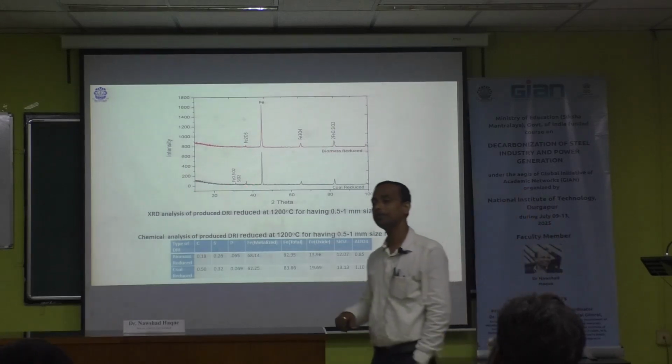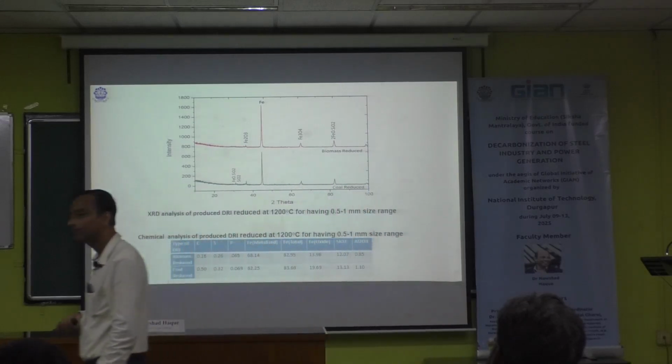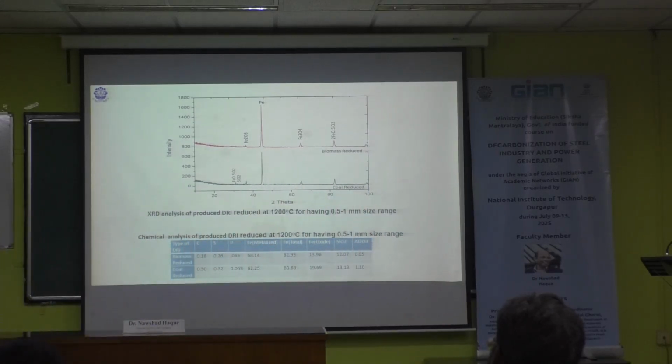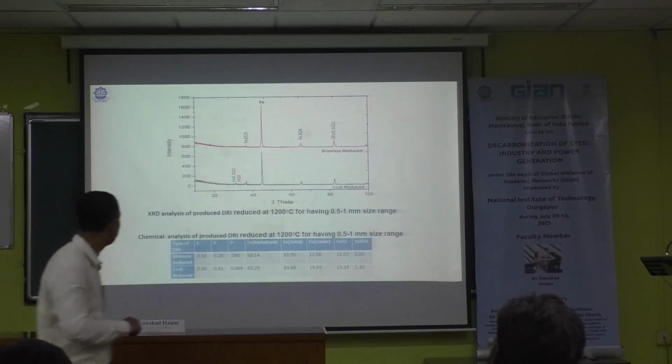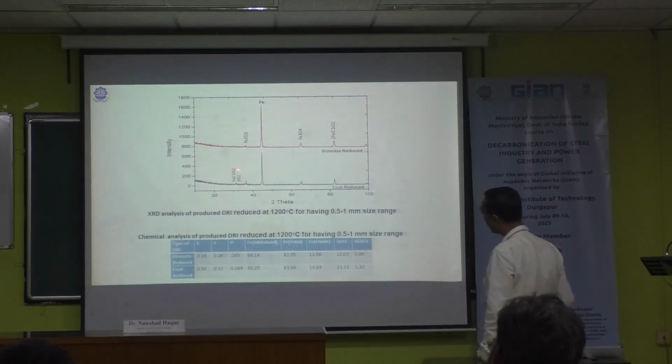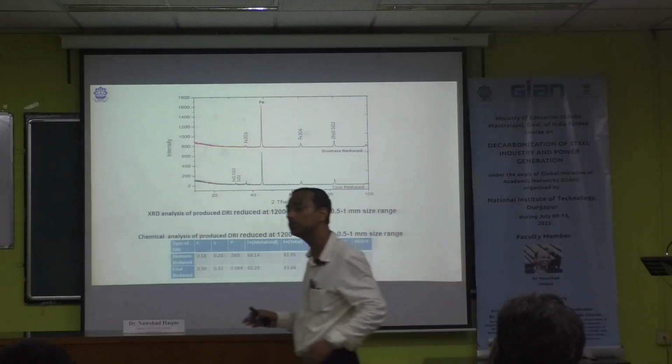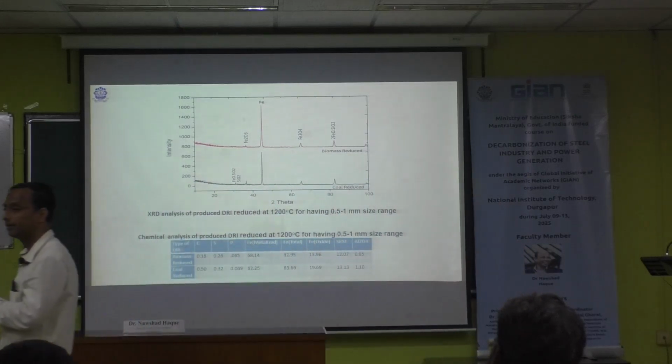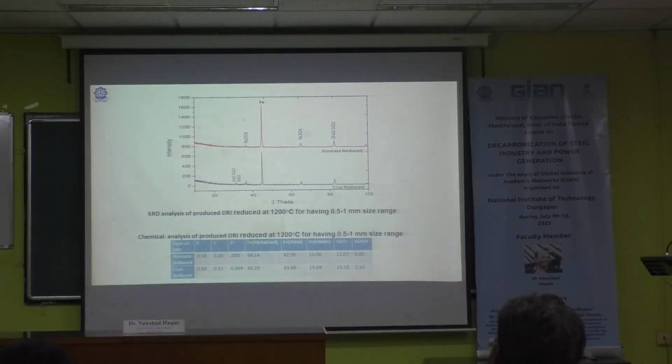Okay, and here you can see FeO.SiO2 is there. It means this FeO.SiO2 is made from the iron ore itself, because iron ore contains FeO as well as SiO2. But here you can see another peak is there, SiO2 and FeO.SiO2. It means these two peaks were due to the entrapment of the ash.